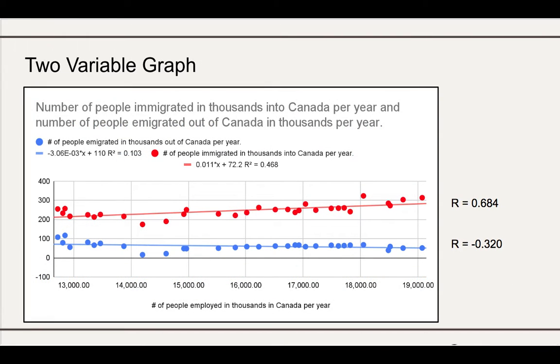My predictions were actually correct, and seeing my R values proves my point. The correlation coefficient of the number of people who emigrated out of Canada shows a negative, moderate linear correlation, whereas the correlation coefficient of the number of people who immigrated into Canada shows a strong positive linear correlation.